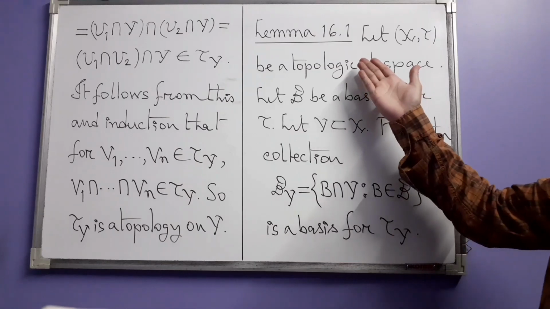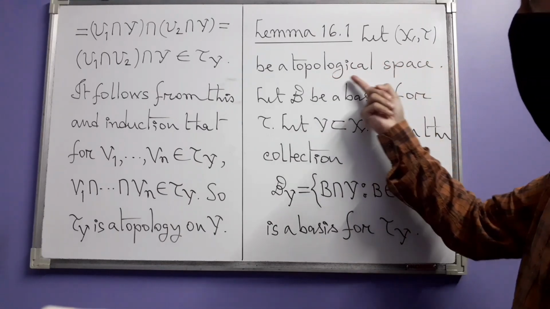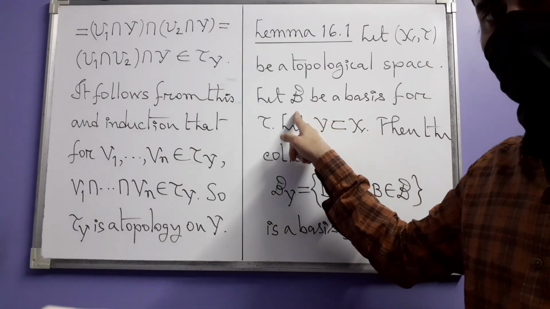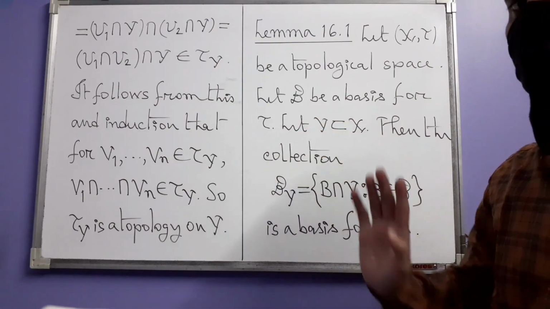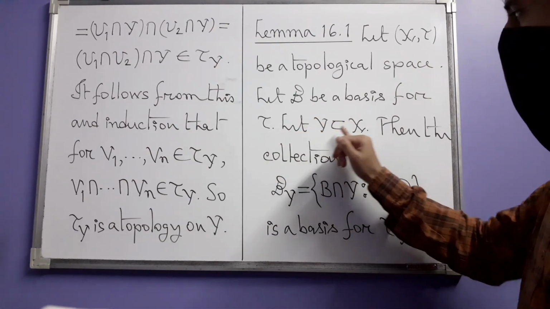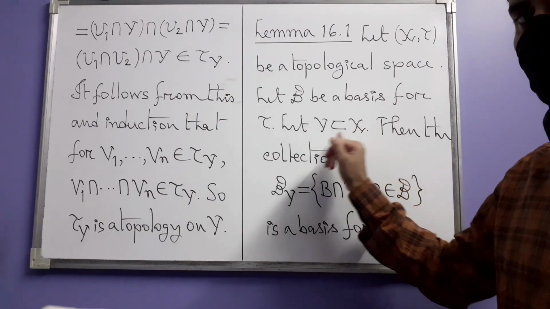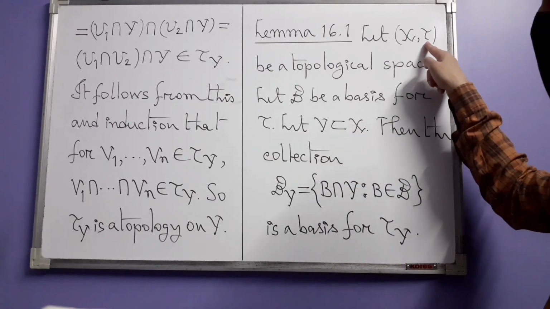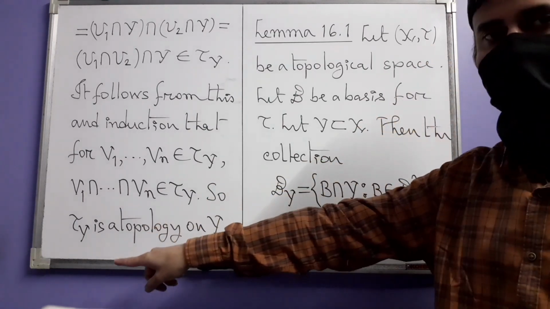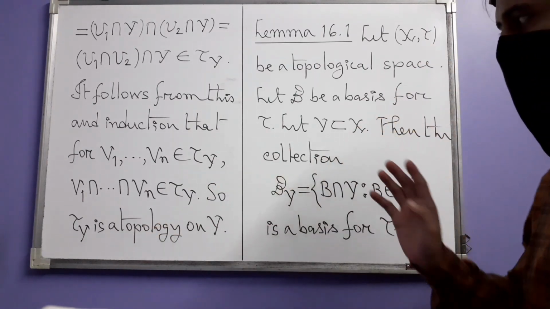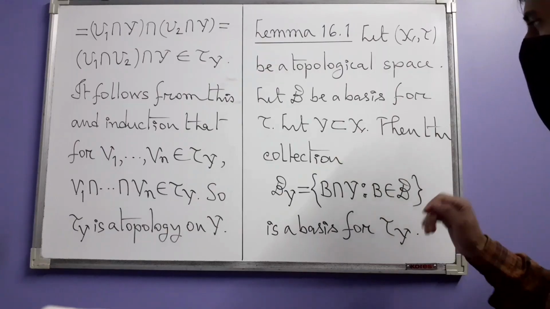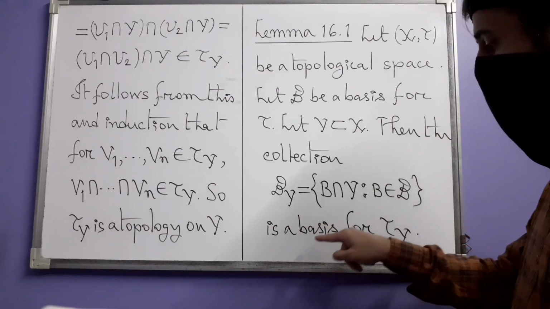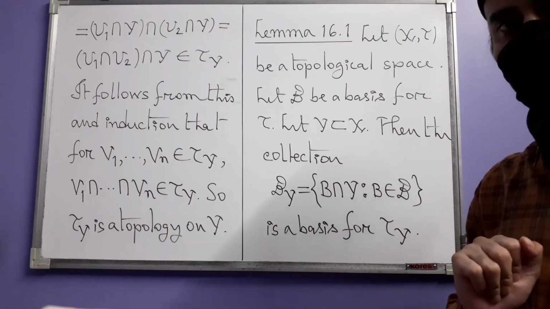Next we have lemma 16.1. Let x comma tau be a topological space, and this time the topology tau is given by a basis. Let B be a basis for the topology tau, and let y be a subset of x. Because y is a subset of x and we already have a topology on x, there will be the subspace topology tau y on y. So that is already there on y. Now the following collection will be a basis for that subspace topology tau y.